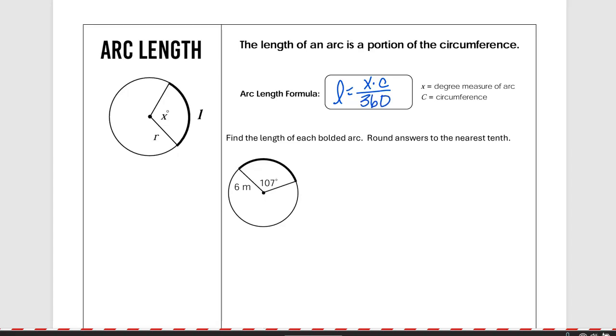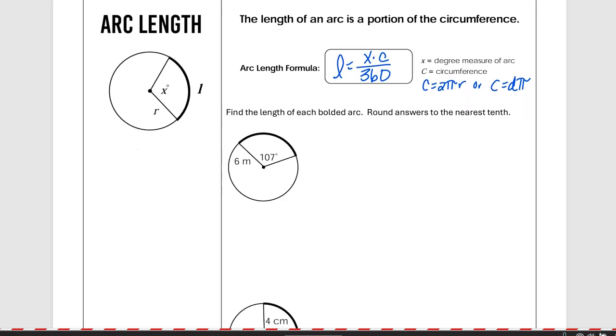X is that degree measure of the arc, which we just talked about how we find. So it's that central angle. If this is X degrees, that means the degree measure of the arc is the same. Times C, which is our circumference. Remember, that's either C equals 2 pi times R, or C equals the diameter times pi. And then we just divide it by 360. All we have to do is write the numbers into our formulas and then put it in your calculator. So these are relatively easy problems.